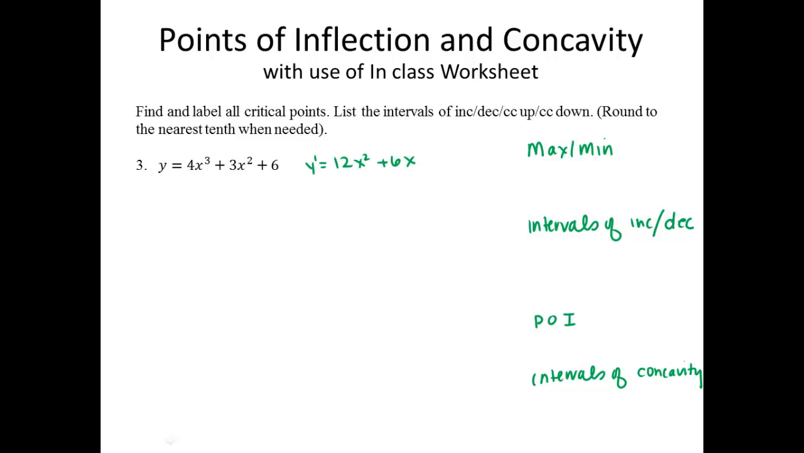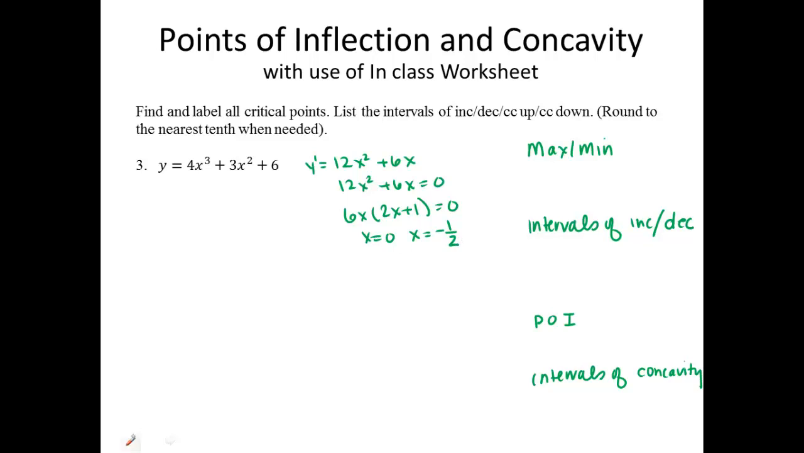To find my max and minimum values, I always want to set this equal to 0. So I'm going to take 12x squared plus 6x equal to 0. I'm going to factor out a 6x and get 2x plus 1 equals 0. So x equals 0 and x equals negative 1/2.